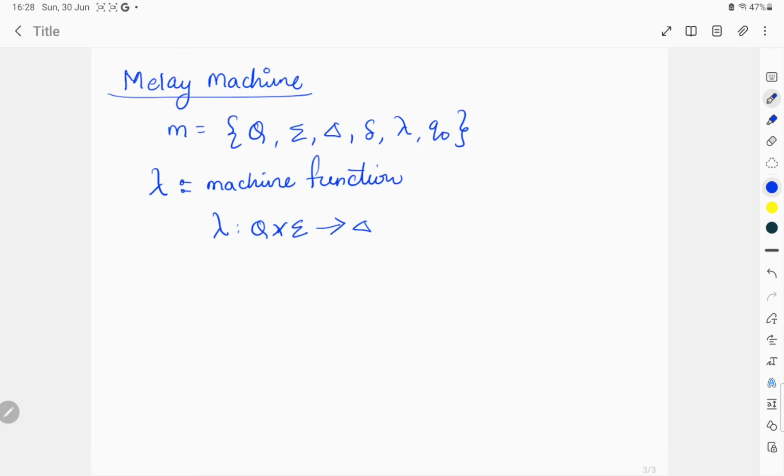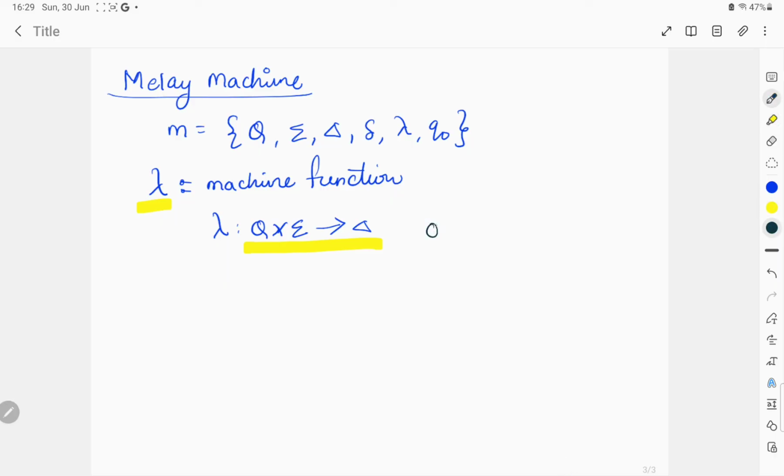So this is a Mealy machine where we have these tuples. The tuples are all the same as your Moore machine, but the only difference here is this particular lambda. Now lambda is different in this Mealy machine. What is lambda? Q cross sigma gives output delta, right? There, only Q was giving delta.